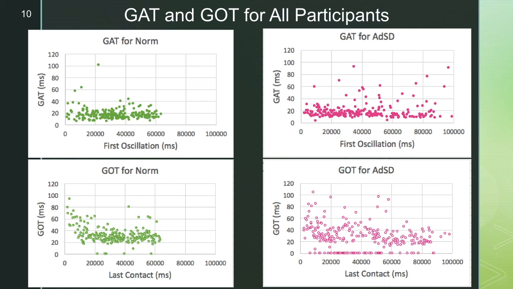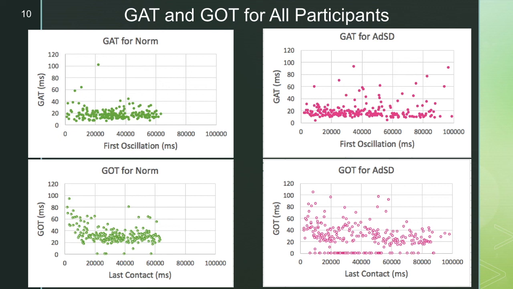In these graphs, you will see the range of data collected from each group. On the top left, combined GATs for all norm. On the bottom left, combined GOTs for norm. On the top right, combined GATs for participants with ADSD. And on the bottom right, combined GOTs for participants with ADSD. Each instance of measurable glottal attack and offset time are shown here, so the range shows a more complete picture of the data.